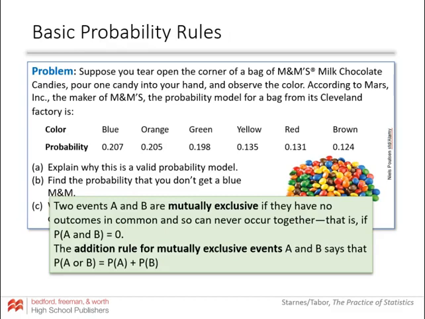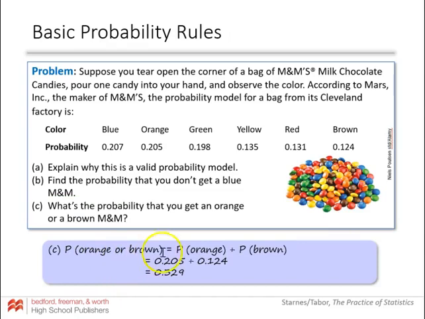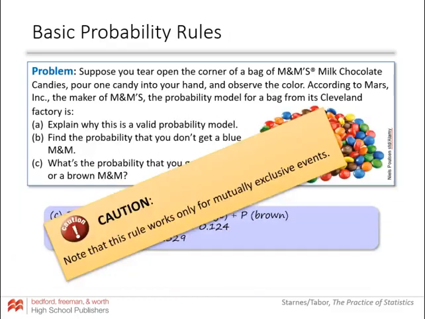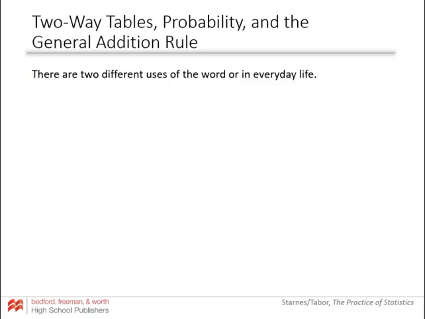Anytime we have mutually exclusive events, we can find the probability of one or both of them happening by just adding those two probabilities together. So the probability of orange or brown is equal to the probability of orange plus the probability of brown. We just add those two numbers together. It's important for you to note that this only works for mutually exclusive events, meaning things that cannot happen at the same time. There's no overlap between the two. We'll look at what happens when events are not mutually exclusive in this next section.